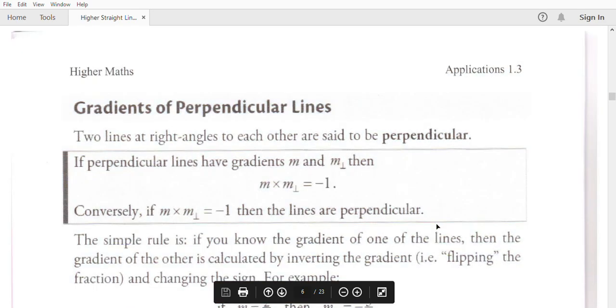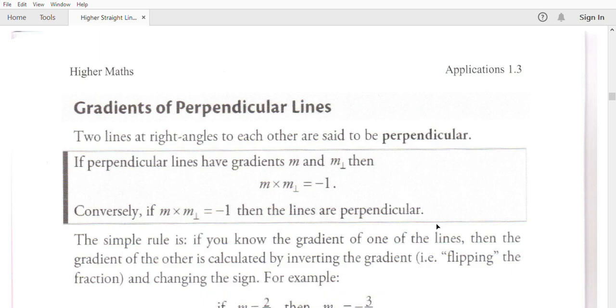Here we go. Two lines at right angles to each other are said to be perpendicular, so that is a definition of the word perpendicular. If we find the product of those two gradients, we will get -1. Conversely, if the gradient of the line multiplied by the perpendicular gradient equals -1, then the lines are perpendicular.